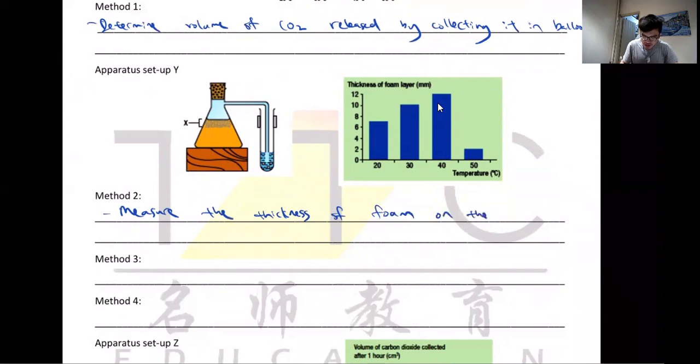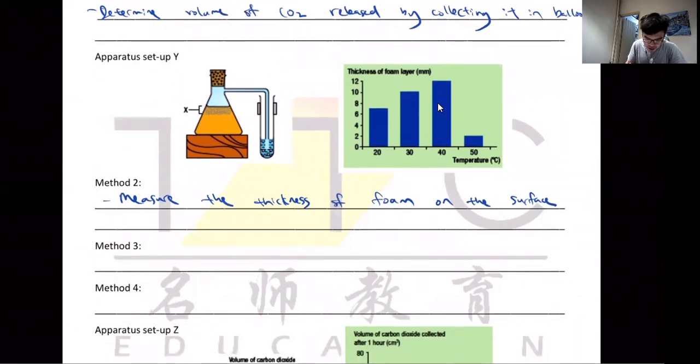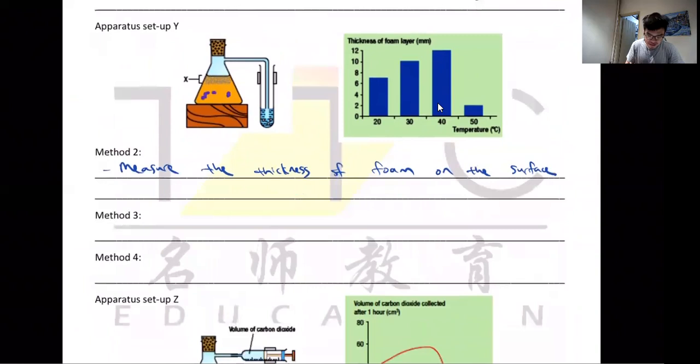on the surface. This is the foam. So measure the thickness, because the thicker it is, the more CO2 there is. Besides measuring the thickness, you can also do this. Bubbles are released like this, right? You don't have to measure the foam, you can count the bubbles. It's the same thing. You count the number of bubbles in the foam. Give it a time, say 30 seconds.